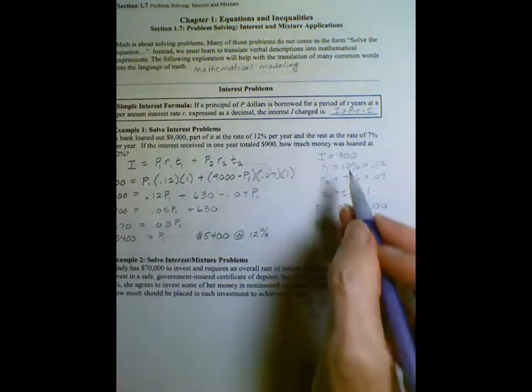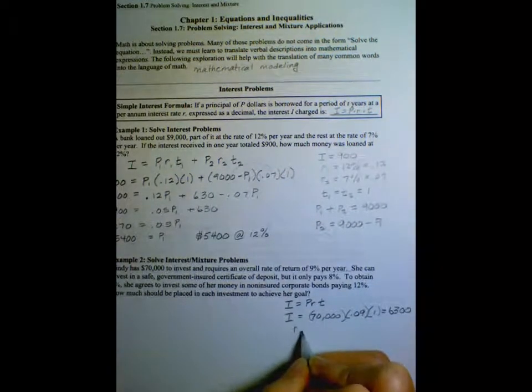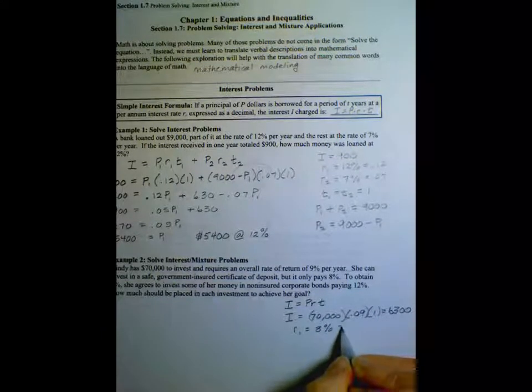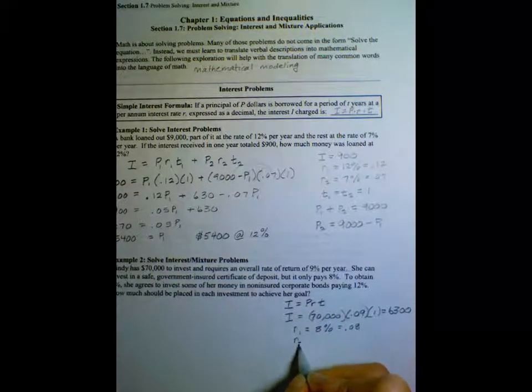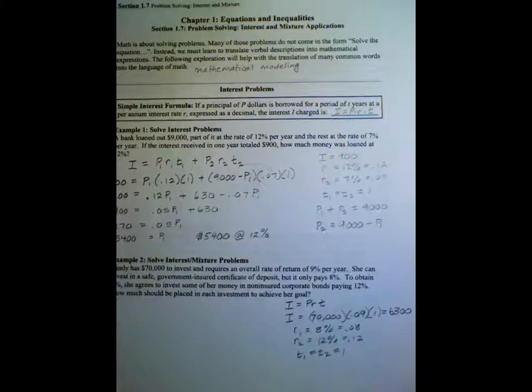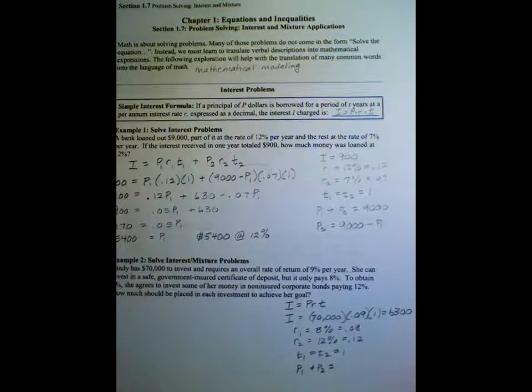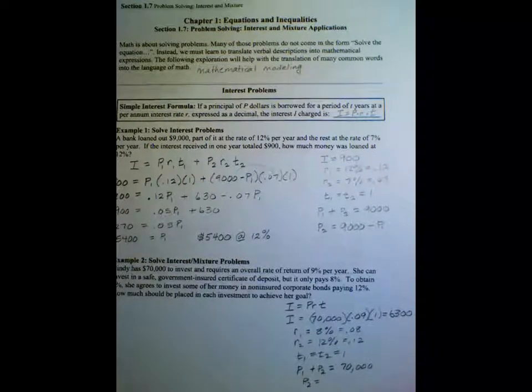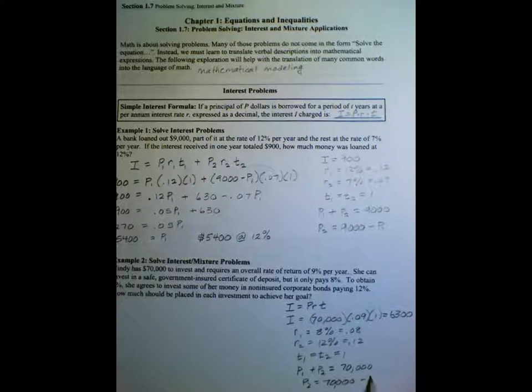Well, now we know what I is, just like we did here. We know our R1 is going to be the 8%. We know R2 is the 12%. T1 and T2, and again, are equal to 1. Okay? P1 plus P2, what is that equal to? Well, her total is 70,000. So our P2 can be written in terms of P1 as 70,000 minus P1.